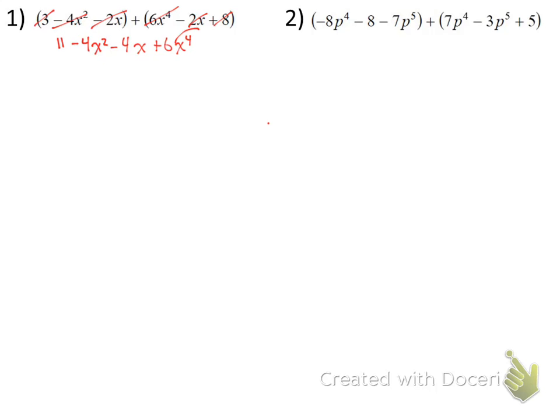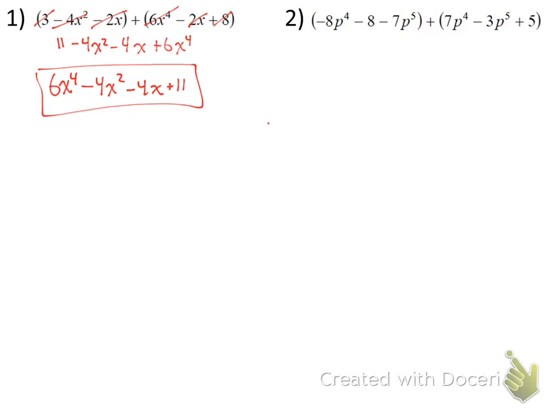So we have x to the 4th here, x squared. So we want the biggest exponent, which is x to the 4th. So we're going to start by taking that term, positive 6x to the 4th. So 6x to the 4th. And then we're going to get the next one, negative 4x squared. Next one is negative 4x. And we end off with the constants at the end, plus 11. Okay? So again, identify the terms, combine like terms, rewrite it in descending order. That's it. Okay, watch me do number 2.